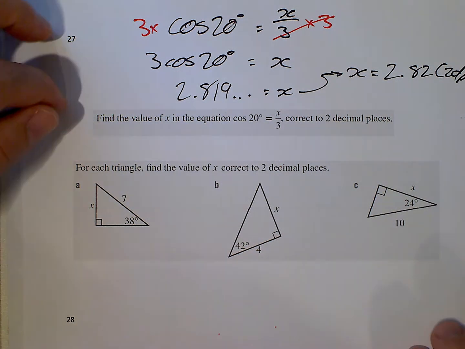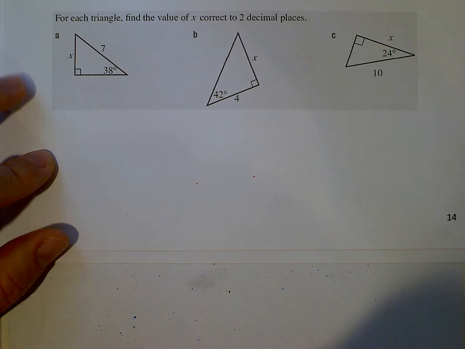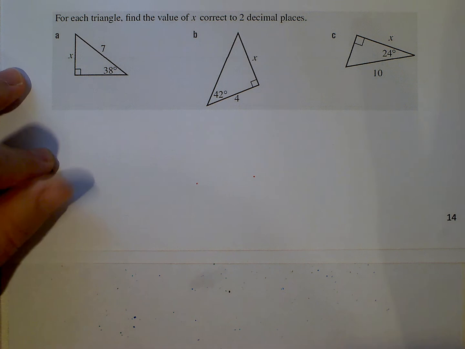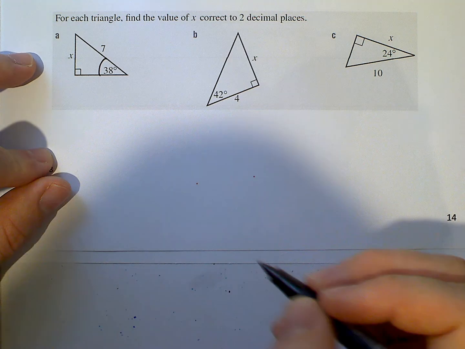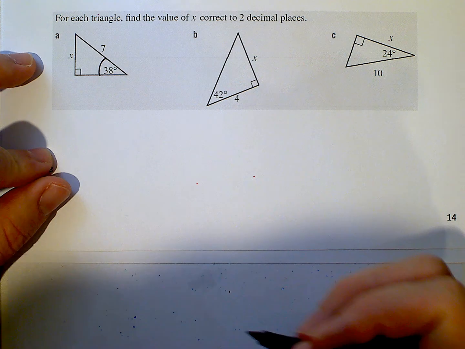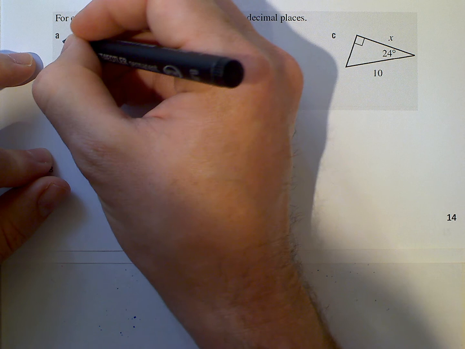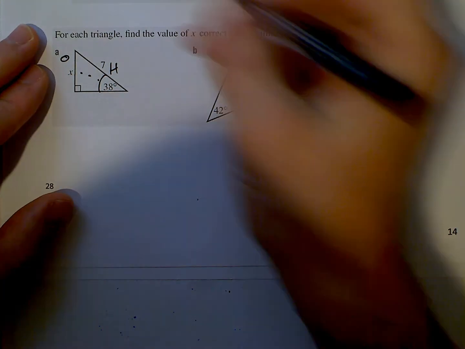Okay, so let's try and find these unknown sides. For each of the triangles, find the value of x correct to 2 decimal places. Okay, this is the real skill that we're trying to focus on here. These are all preliminary skills. Here we have our angle. Here we have our side, which is also our hypotenuse. And here we have the side opposite our angle, which is our opposite. So, what we need to start with is our SOHCAHTOA.